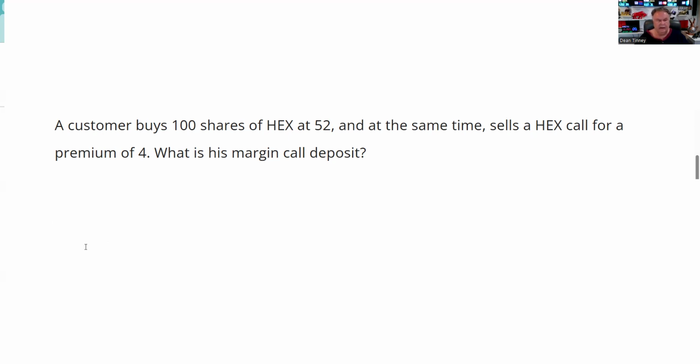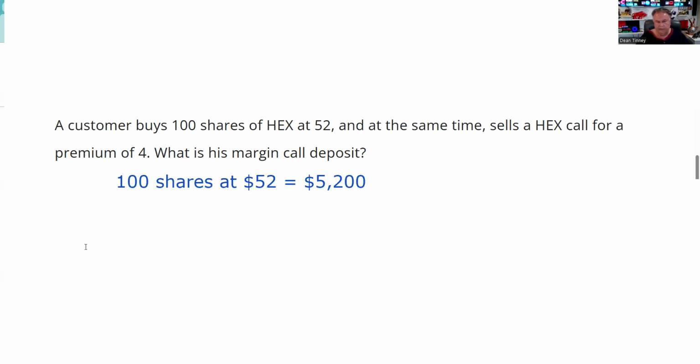A customer buys 100 shares of Hex at 52 and at the same time sells a Hex call for a premium of 4. What is the margin call? Not the margin requirement. The margin requirement is different than the margin call. The margin call is the difference between what you need, the margin requirement, and what's in the account.